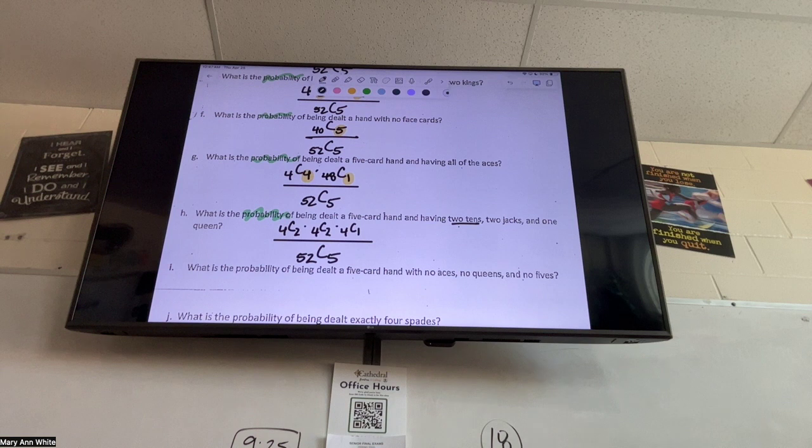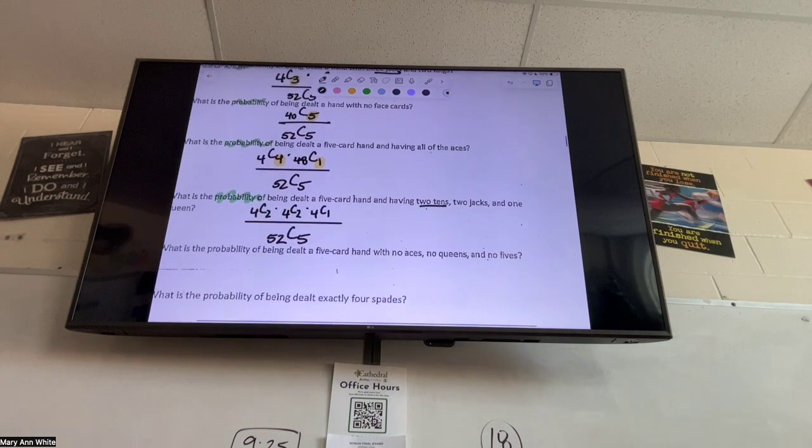Alright. What's the probability of being dealt a 5-card hand with no aces, no queens, no 5s? So that's how many cards that I don't want. I don't want 12 of them, right? So how many are left if there are 12 that I do not want? 40. So 12 that I'm not okay with, there are 40 that I'm okay with. I'm okay with the other 40, I just don't want these 12. So there are a total of 40. How many of those do I want? 5, good.